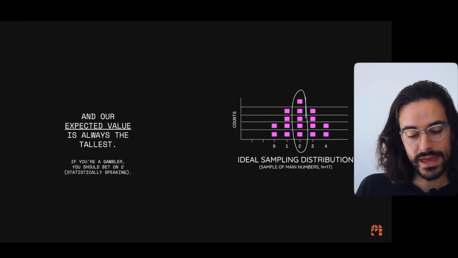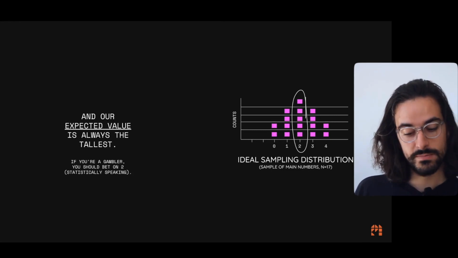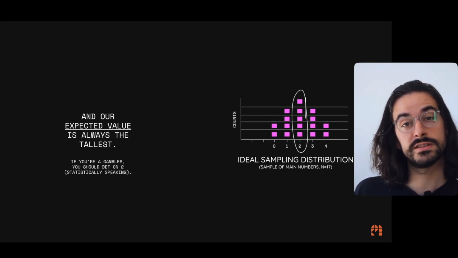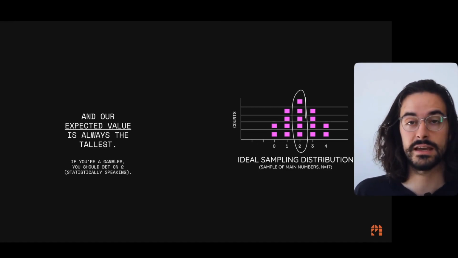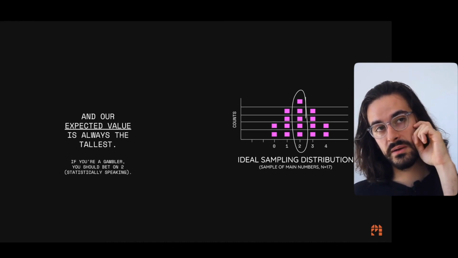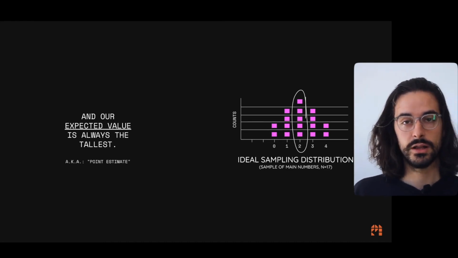So if you're a gambler and you're in middle school and you're buying candy with your friends, you should bet on 2 if you're looking at this sample distribution, statistically speaking. And also if you are looking, at some time in jail.